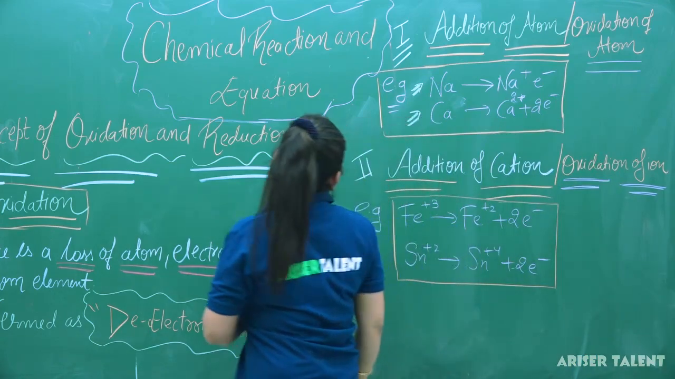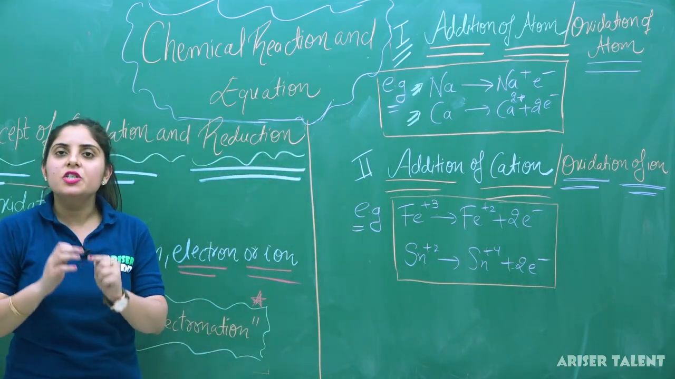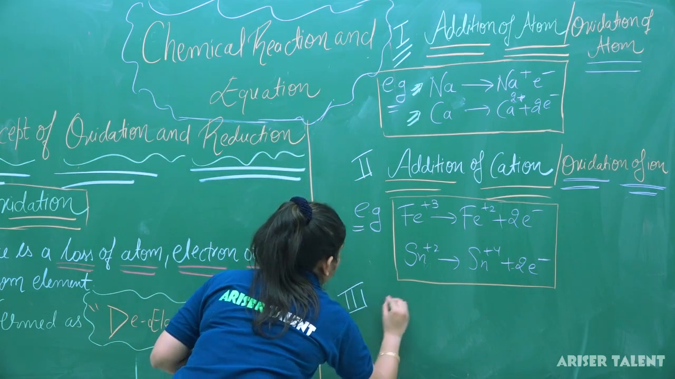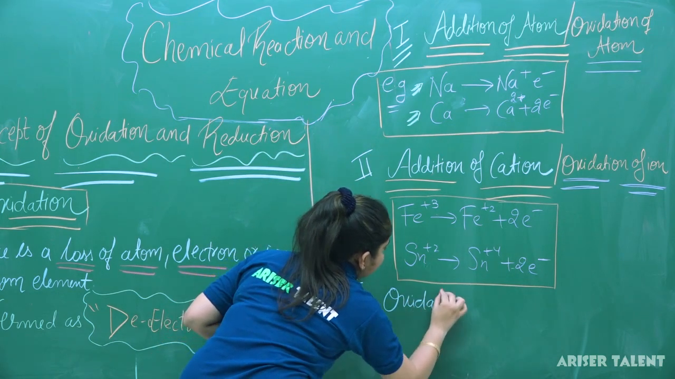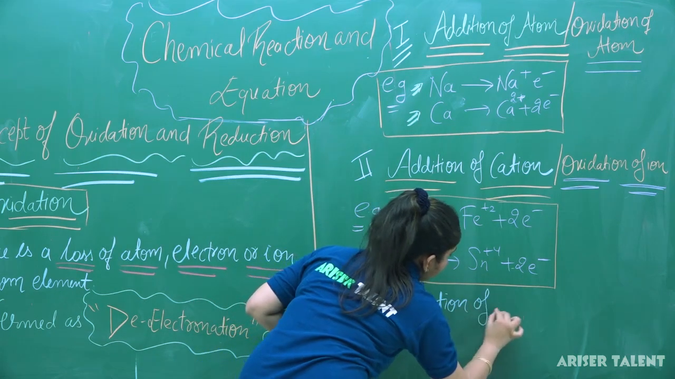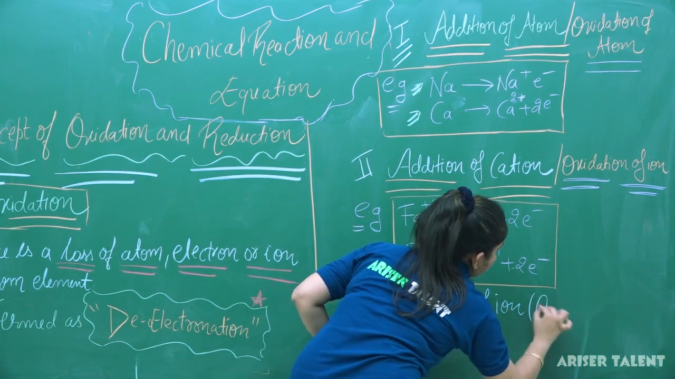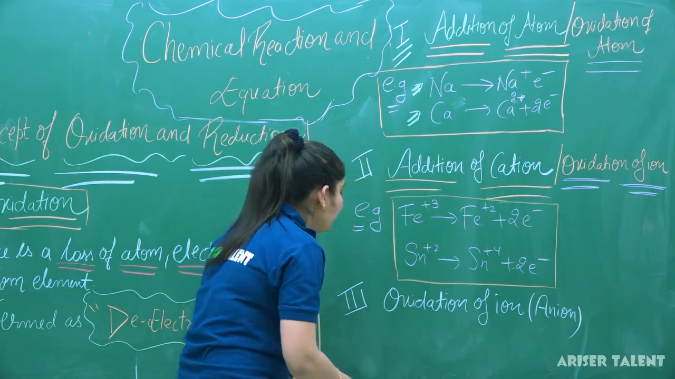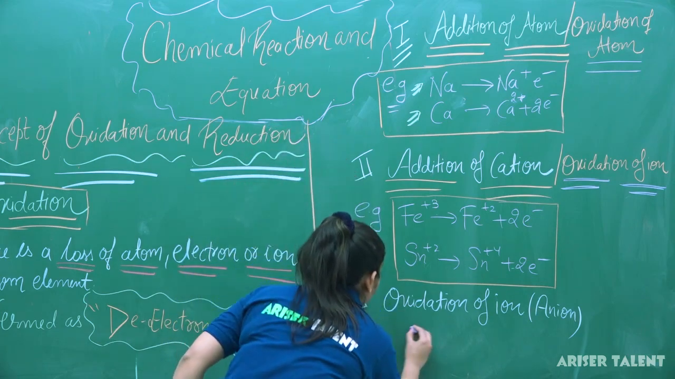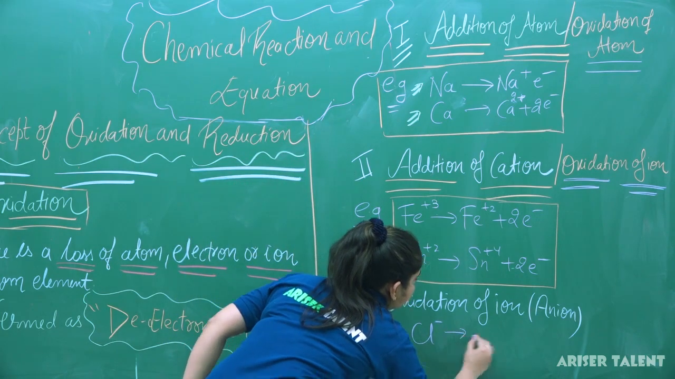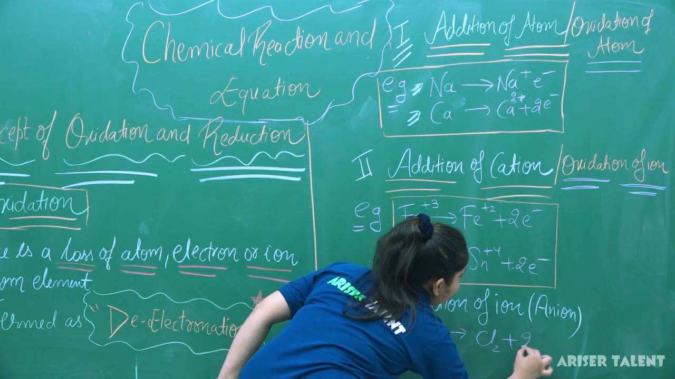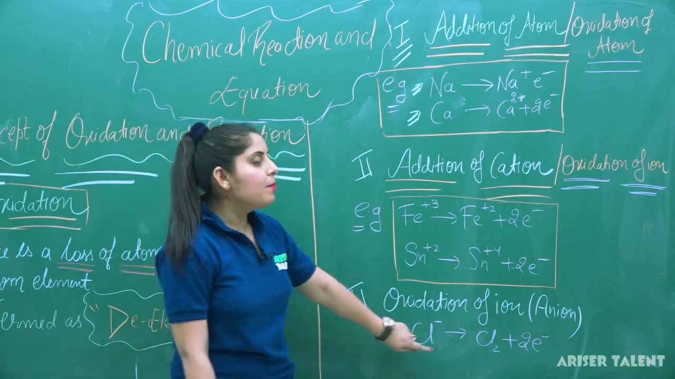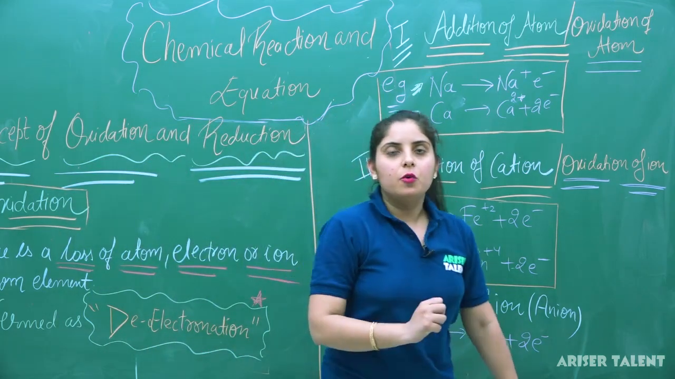Now, we are on our third category, that is oxidation of ion, that is anion. In case of anion, we will consider an example for chlorine. Cl minus gives Cl2 plus 2 electrons. Anion is having a negative charge on it, so this will be formed after losing 2 electrons.